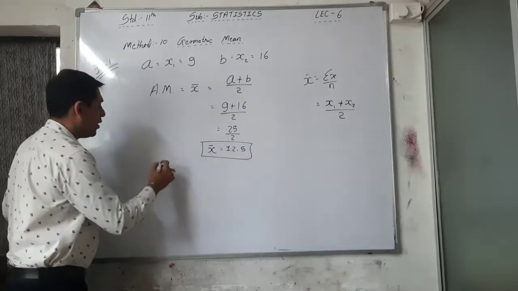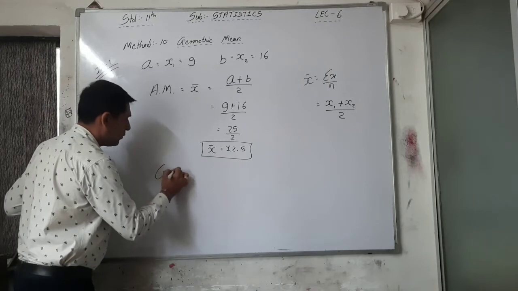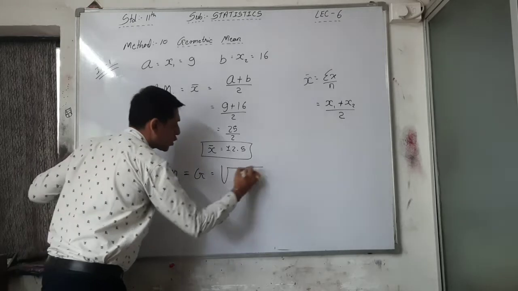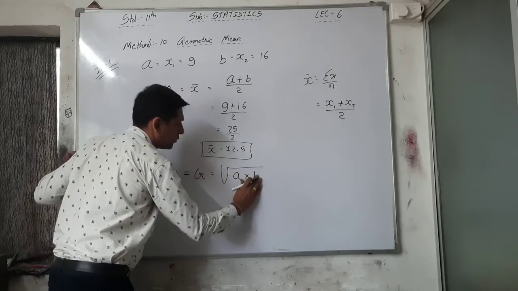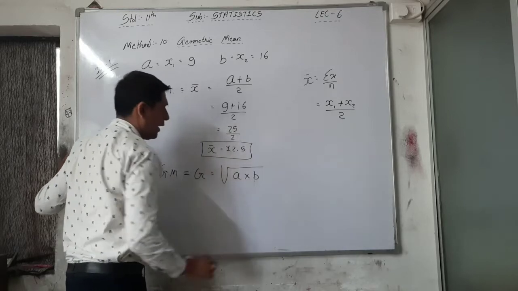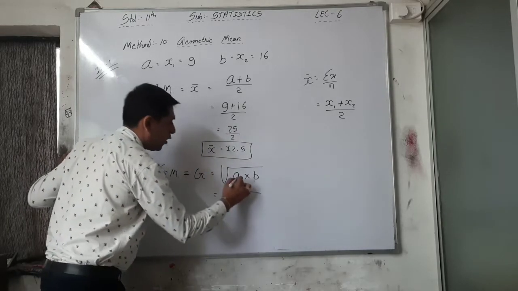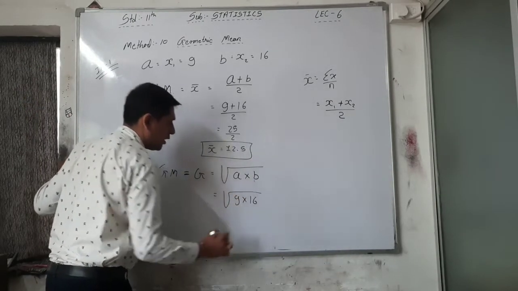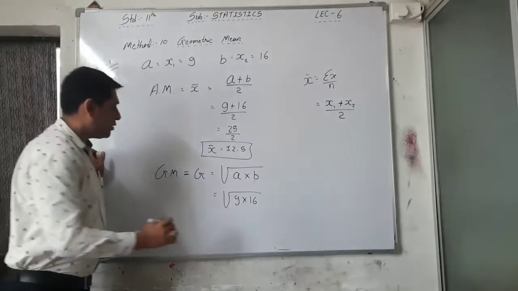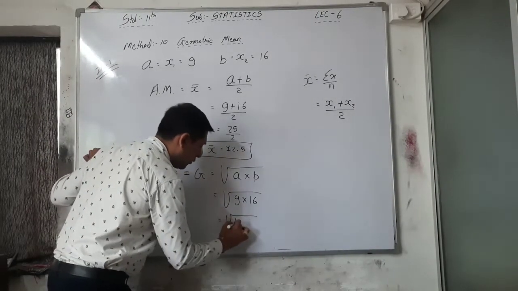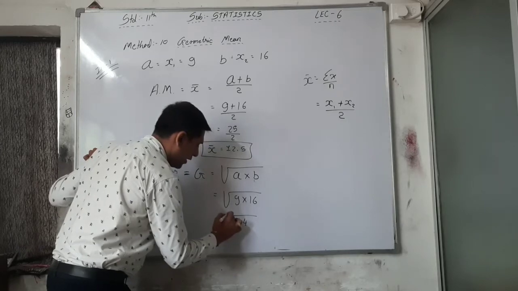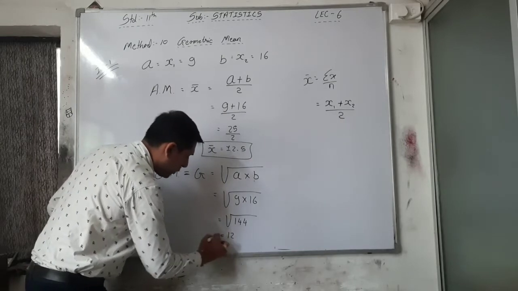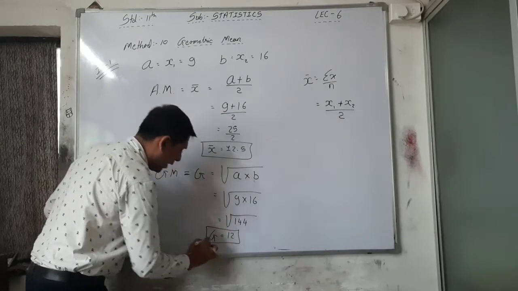Now the second one is the geometric mean, GM, G, is equal to what? Square root of A into B. Right? So here square root of 9 into 16, where the first observation is 9 and the second one is 16. 9 into 16 is 144, and the square root of 144 is 12. So here the geometric mean is 12.